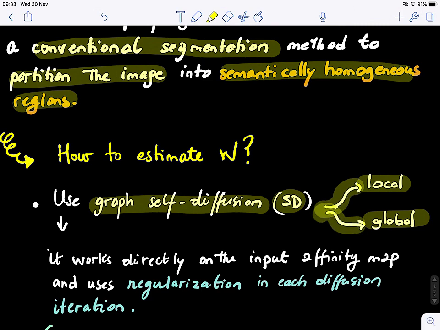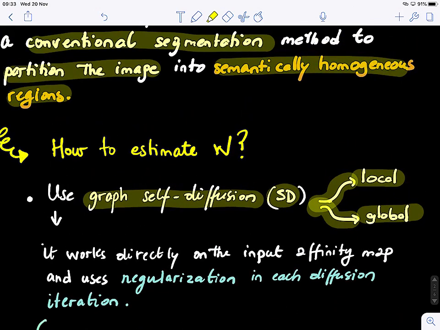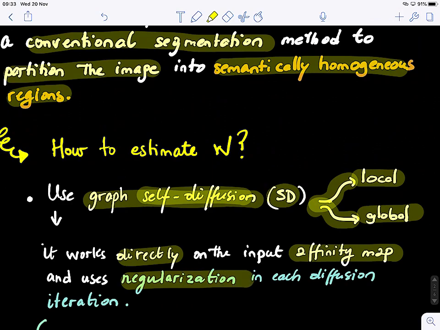Yes? A region growing, very good, yes. So region growing, or label propagation, they're very similar to this. The concept of diffusion is that you're starting from an initial point, and then you're propagating your labels. Right. So this method basically works directly on the input affinity map and uses regularization in each diffusion iteration.